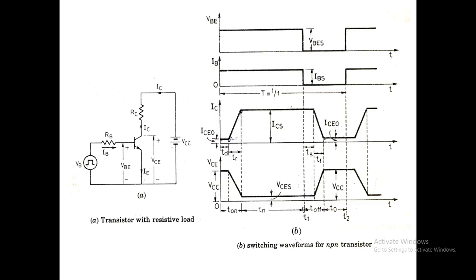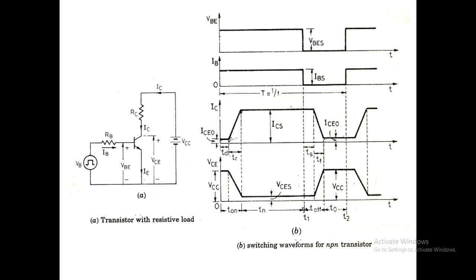So after that we have Ton, the total on period of the device, and after that the turn off process is initiated by removing the base emitter voltage, and the base current is also 0. At that condition the turn off process is initiated, and it will take some time to completely turn off the device. So the turn off time will be equal to Ts plus Tf, that is storage time and fall time.